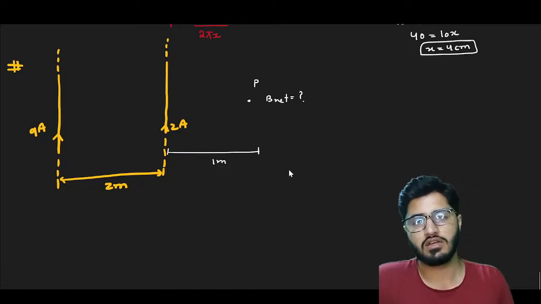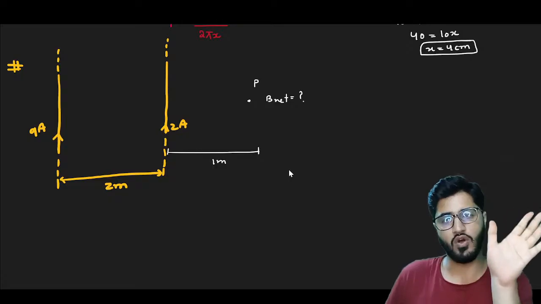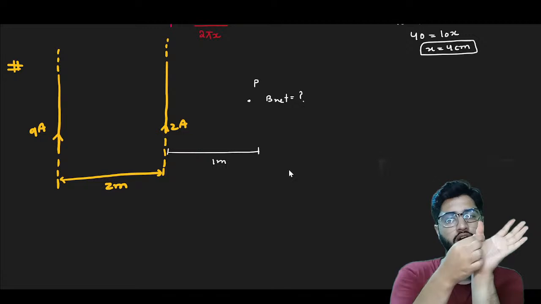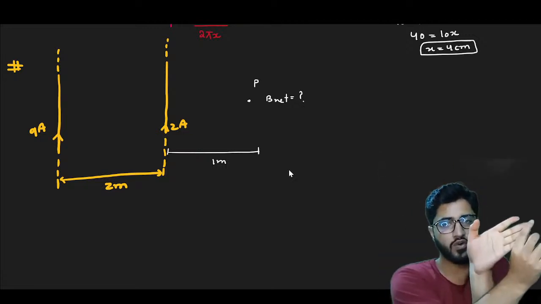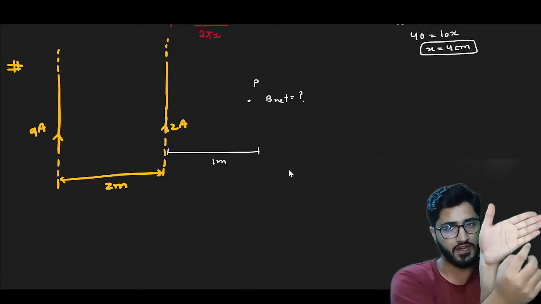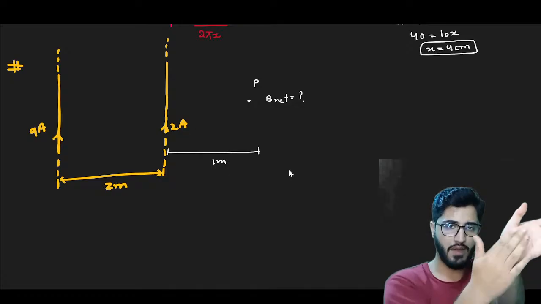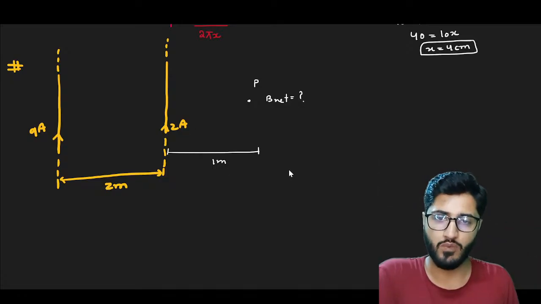So we need to take our hand. Sir, take this hand on the first wire. The thumb will show you the direction of your current. 9 ampere is going upwards. Now the fingers should be towards the point where we need to calculate the magnetic field. It would be like this. Look, the palm is inside. That means my B1, the magnetic field due to the first wire, would be inwards.